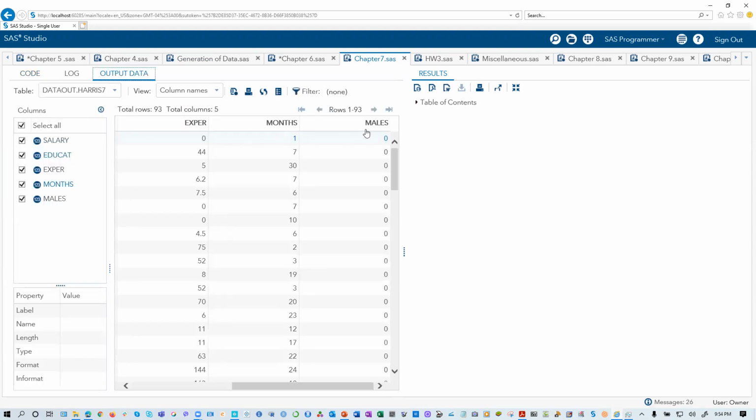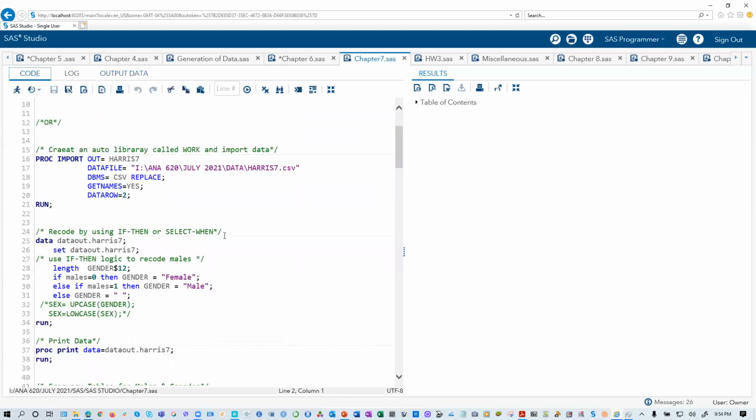Can you remember we have males? They call it males, the male gender. You see, gender has been named as males: 0 for female, and male has 1. I'm going to change that one to easily distinguish that one. You can change that one.